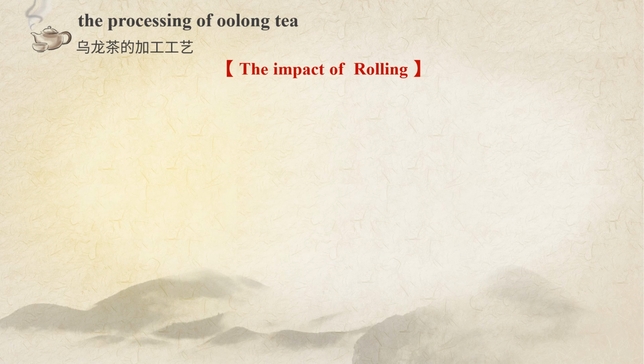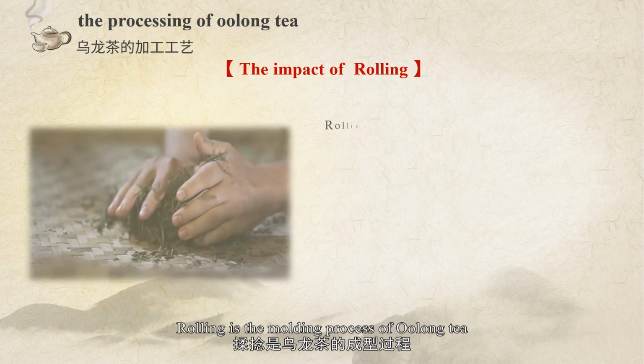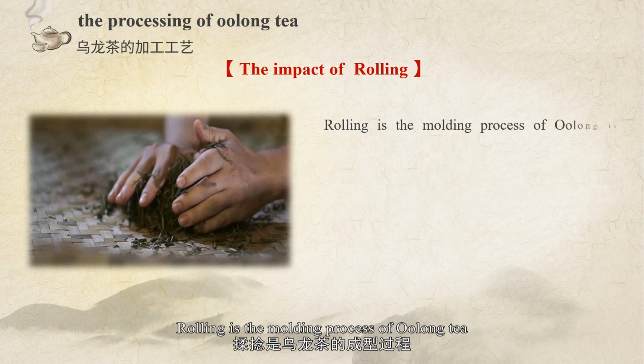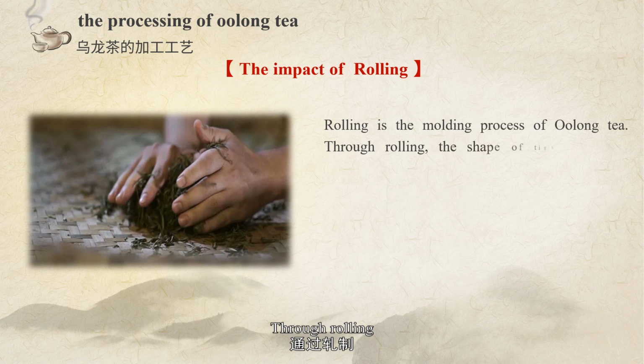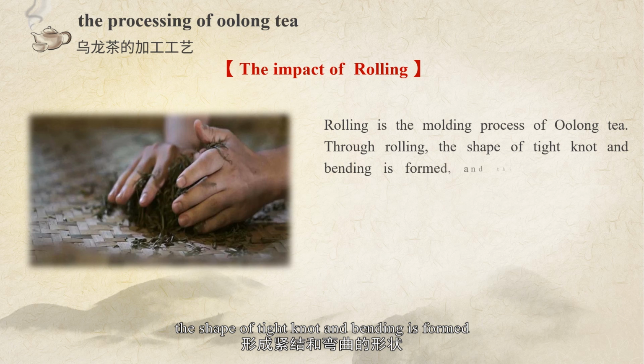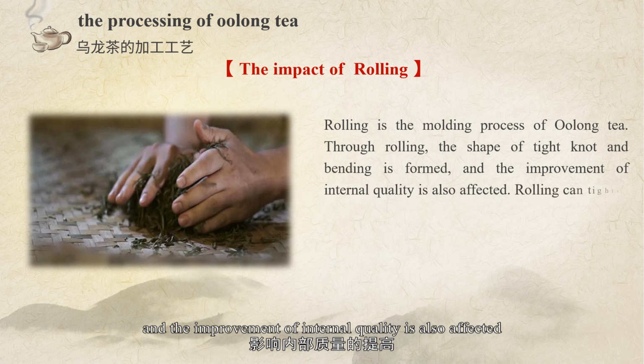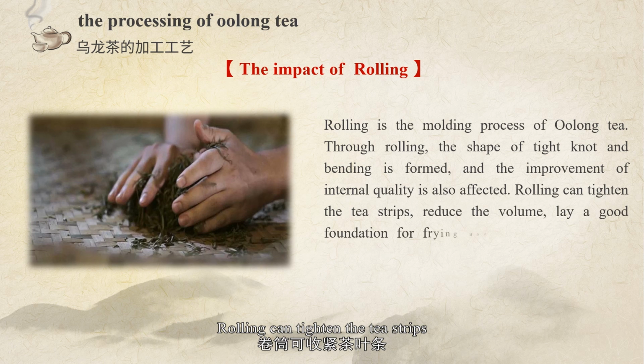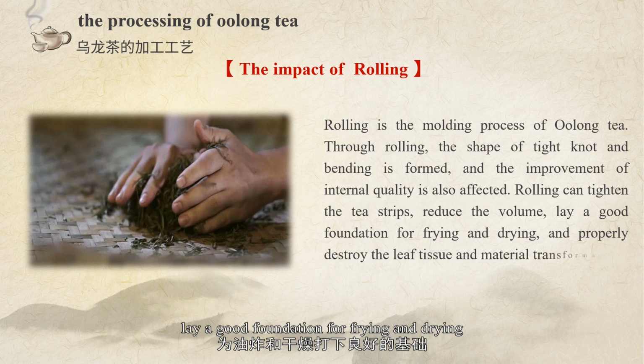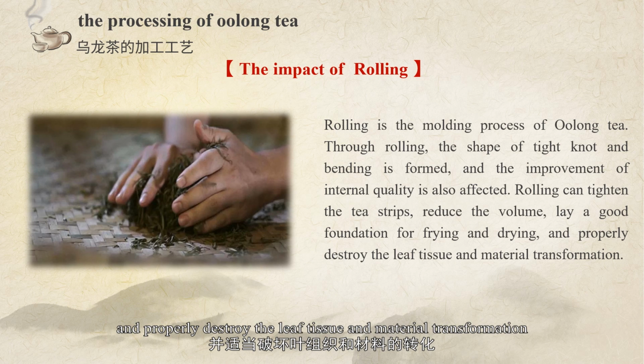Let's see the impact of rolling. Rolling is the molding process of oolong tea. Through rolling, the shape of tight knots and bending is formed, and the internal quality is also affected. Rolling can tighten the tea strips, reduce the volume, lay a good foundation for frying and drying, and properly destroy the leaf tissue and promote material transformation.